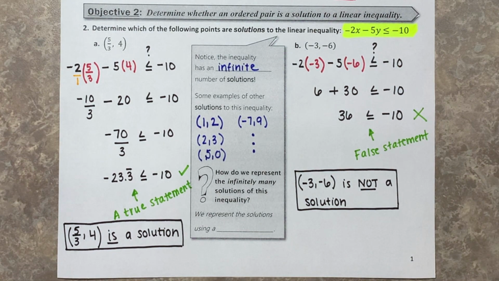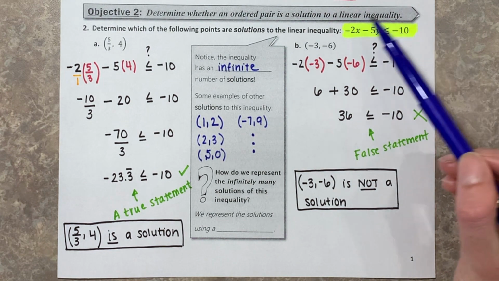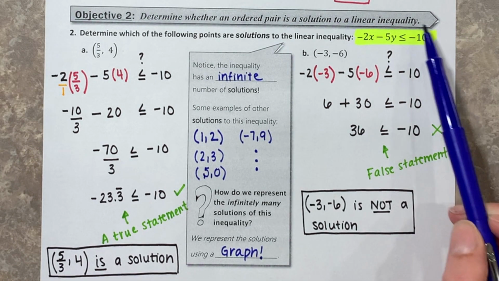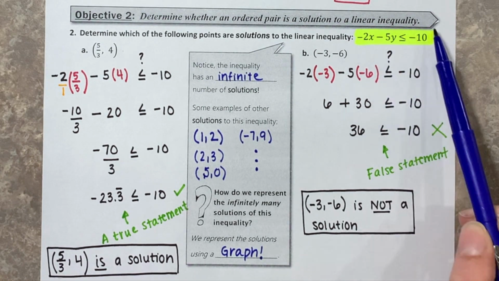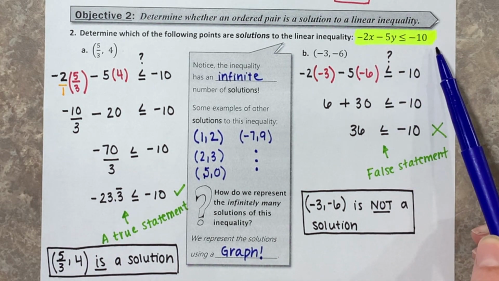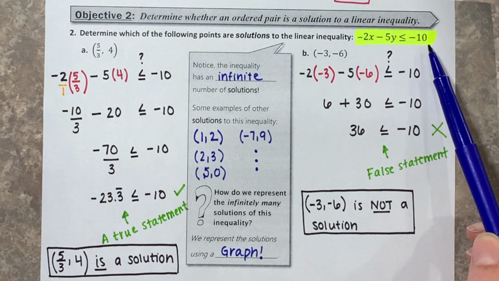So the question is, let's suppose somebody asked you to solve this linear inequality. If there are infinitely many solutions to an inequality, how can we represent the infinitely many solutions? Well, we typically represent the infinitely many solutions of a linear inequality like this using a graph. On the next page, we're going to look at this exact same linear inequality, and we're going to see how we can use a graph to represent the infinitely many solutions.